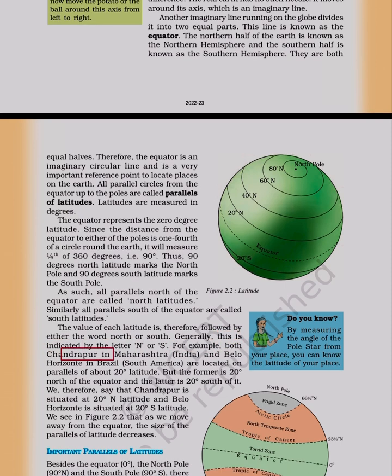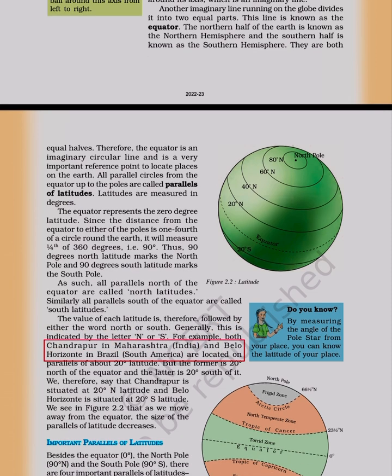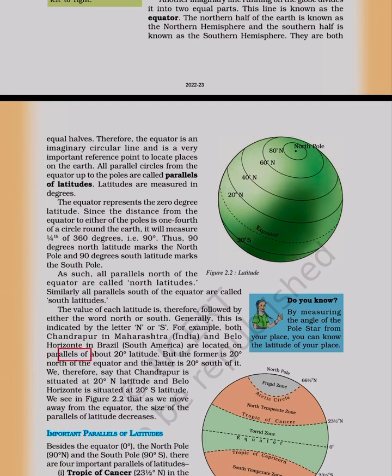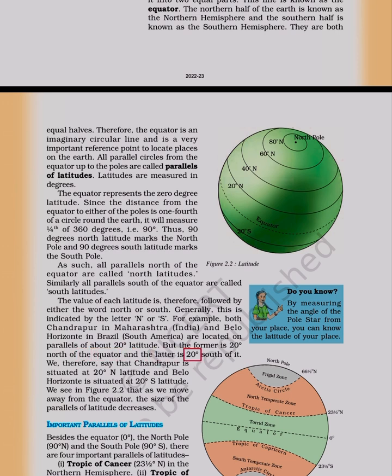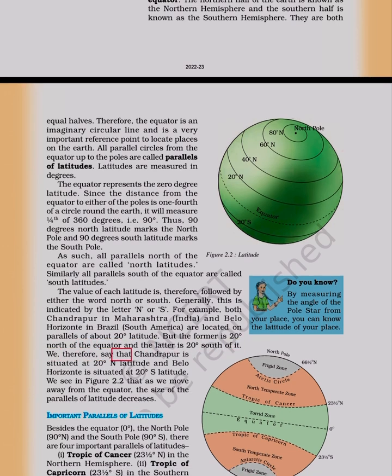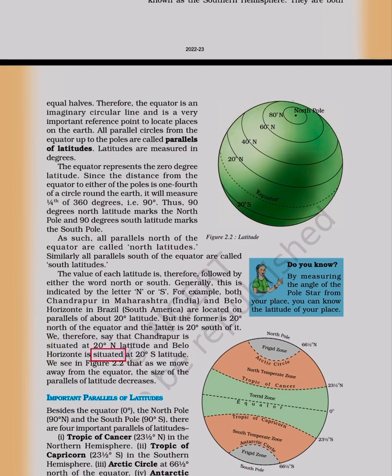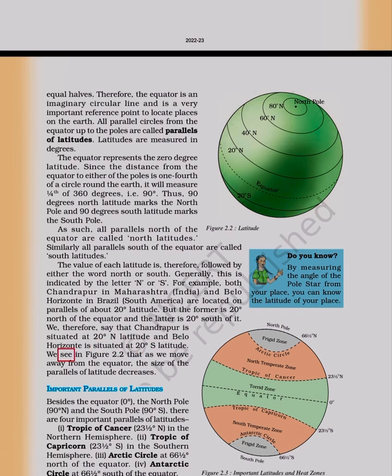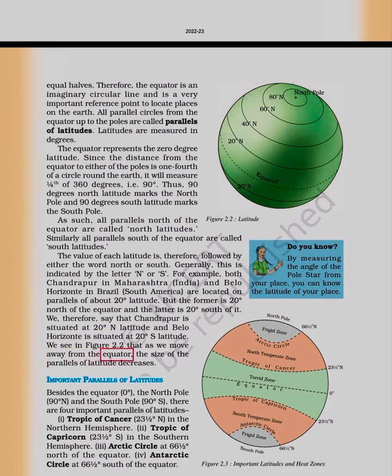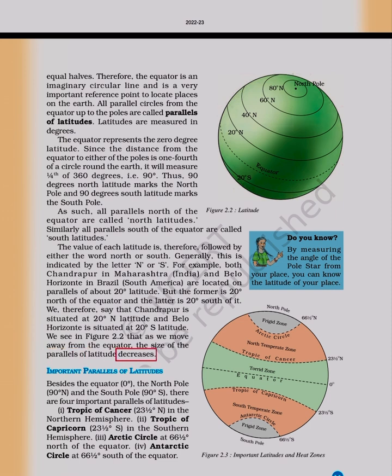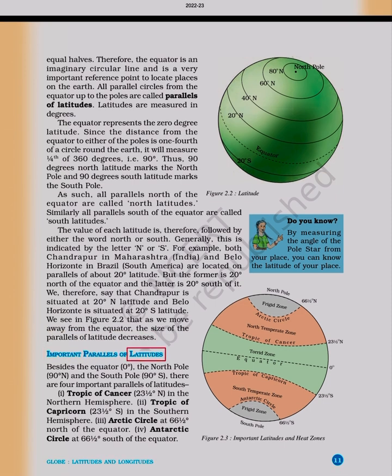For example, both Chandrapur in Maharashtra, India and Belo Horizonte in Brazil, South America are located on parallels of about 20 degrees latitude. But the former is 20 degrees north of the equator and the latter is 20 degrees south of it. We, therefore, say that Chandrapur is situated at 20 degrees N latitude and Belo Horizonte is situated at 20 degrees S latitude, figure 2.2. We see in figure 2.2 that as we move away from the equator, the size of the parallels of latitude decreases.